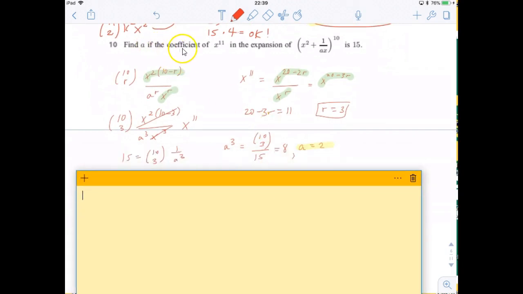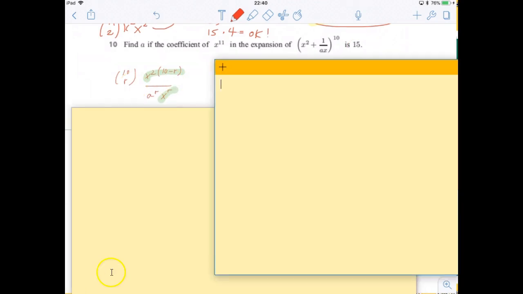Okay, find a if the coefficient of x to the 11th in the expansion of (x squared plus 1 over ax) to the 10th power is 15. Okay, so first we're going to make the general term formula customized with the information we have.